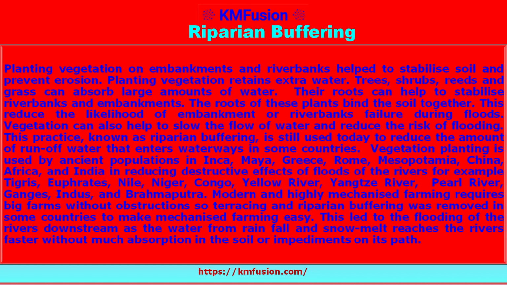Modern and highly mechanized farming requires big farms without obstructions, so terracing and riparian buffering were removed in some countries to make mechanized farming easy. This led to the flooding of the rivers downstream, as the water from rainfall and snowmelt reaches the rivers faster without much absorption in the soil or impediments on its path.